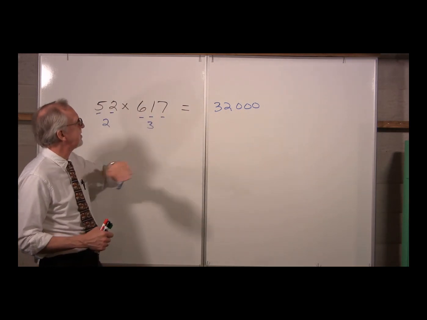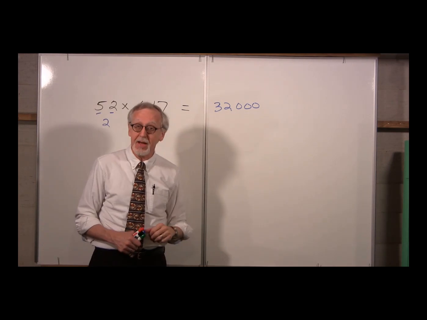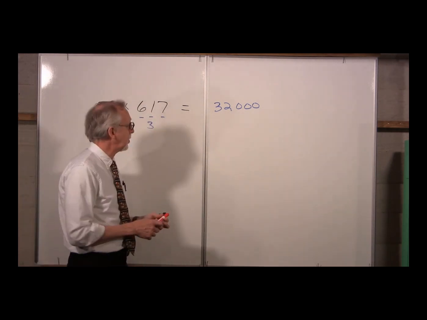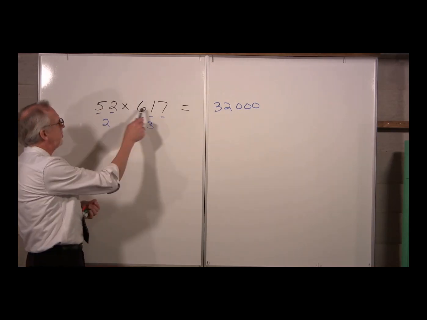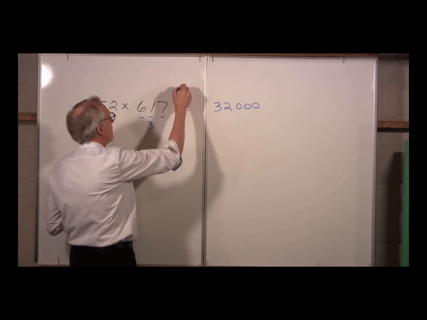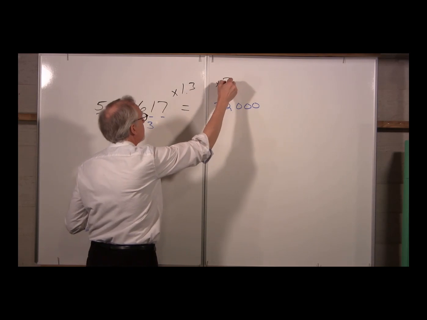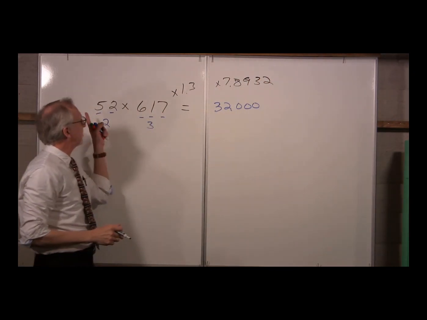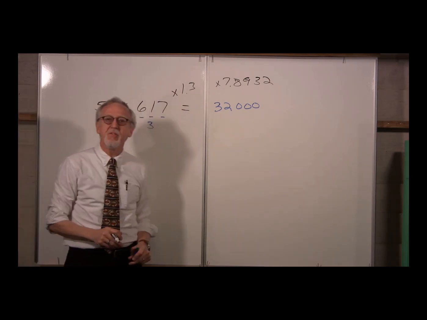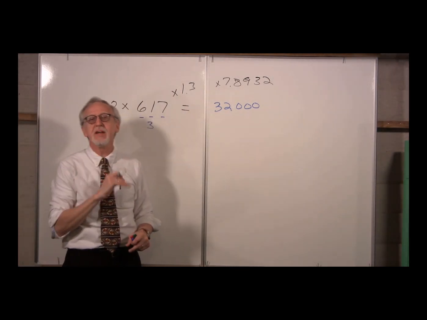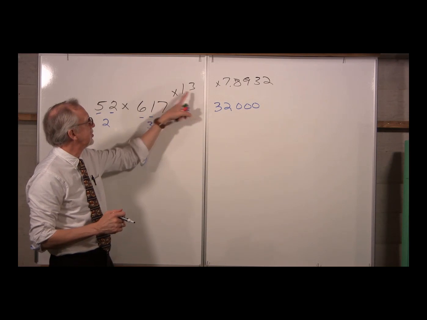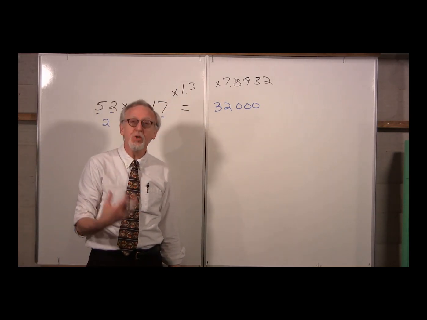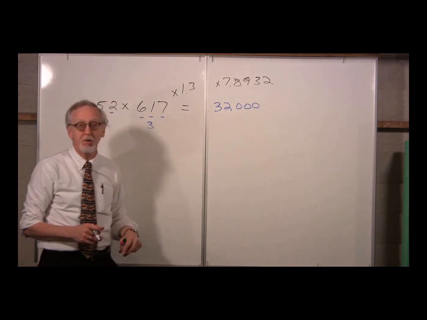52 times 617 equals 32,000. And it doesn't matter how many quantities you're multiplying. We could say 52 times 617 times 1.3 times 7.8932, whatever. You just look at the number of significant figures that each value has, whichever has the smallest. And again, that's got 2, so we'd stay with 2. You use that number of significant figures in your answer.